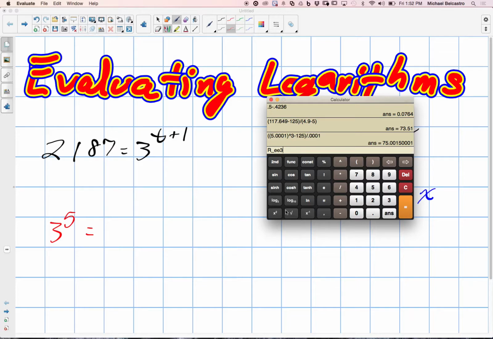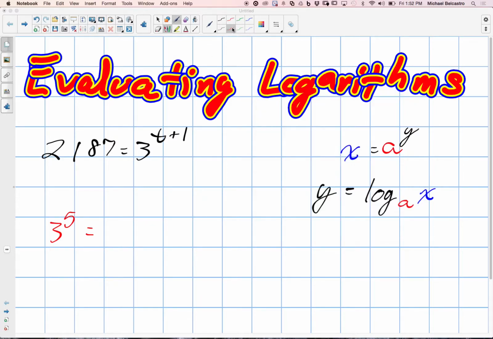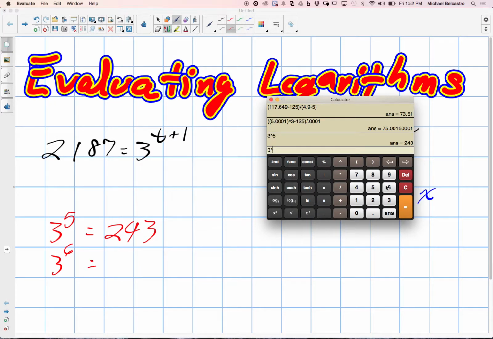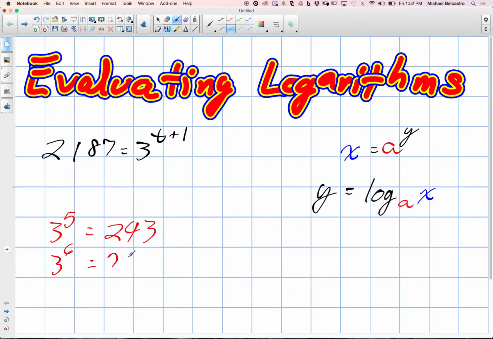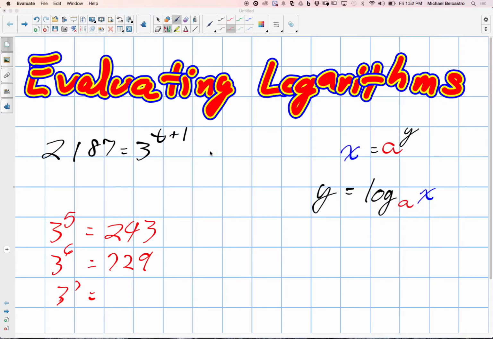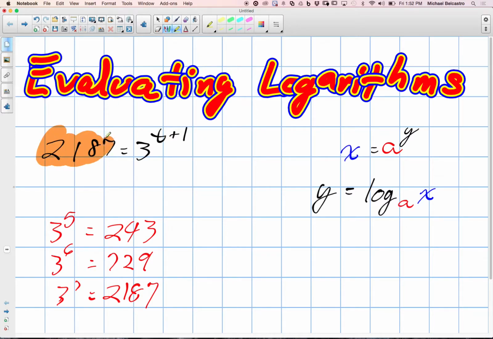So 3 to the power of 5, there it is. 243. I'll keep it just in case it's handy information later. 3 to the power of 6. 729. 3 to the power of 7. Should we put money on it's going to be this one? Yeah, 3 to the 7. Woo! Okay, so we got it. 2187. And what that means is we can now replace our 2,187 with base 3 to the power of 7.